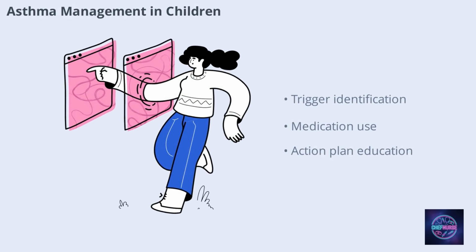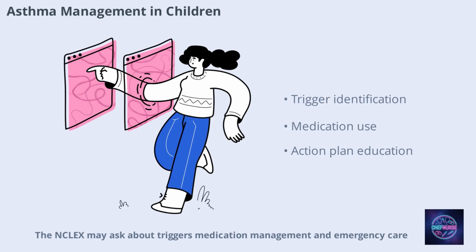Asthma is a common chronic condition in children. The NCLEX may ask about triggers, medication management, and emergency care. Knowing how to use inhalers, spacers, and peak flow meters is essential. Teaching families about asthma action plans and when to seek emergency care helps prevent complications and hospitalizations.